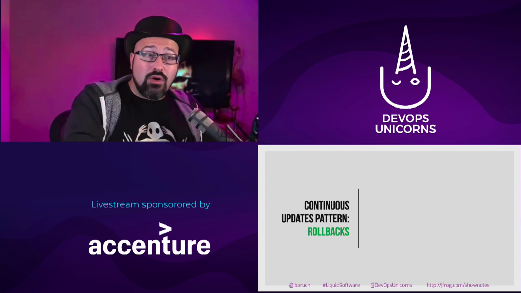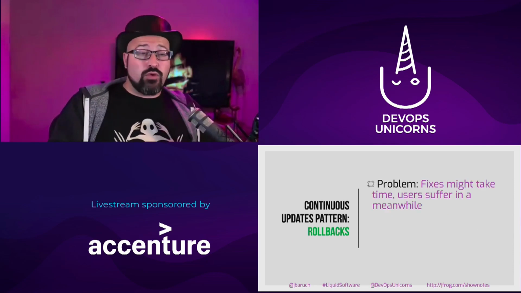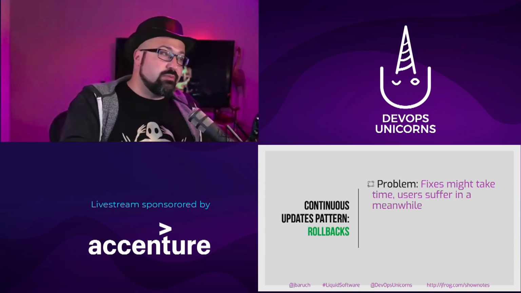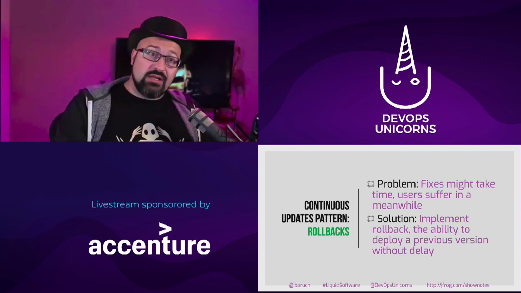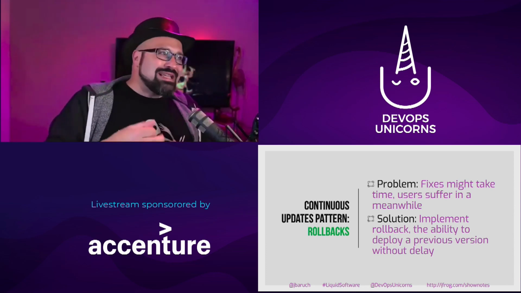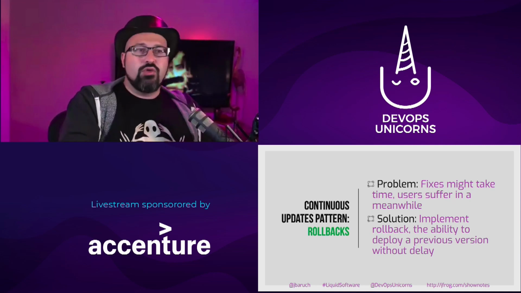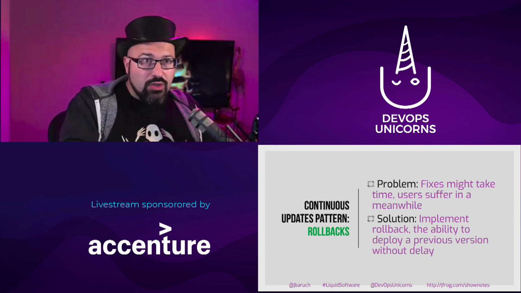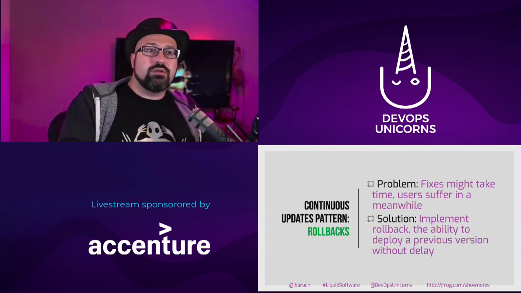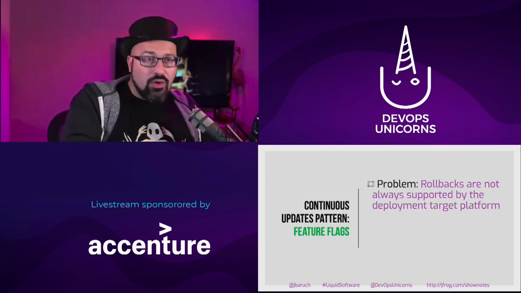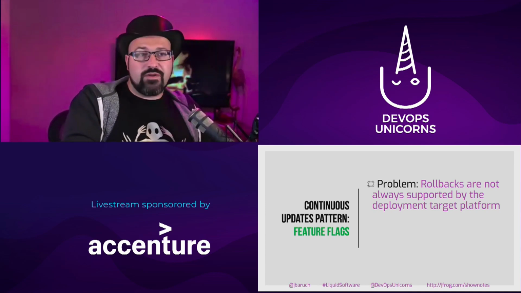When something went wrong, instead of waiting for a fix, you just want to roll back the affected users immediately to the previous version without delay. This is obviously, again, something natural, but sometimes rollbacks are not available. For example, if you are a mobile developer, you probably know that not Play Store and not Apple App Store support rollbacks.